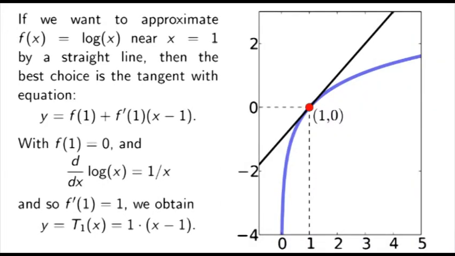Let's have a look at what it looks like. It is a straight line that touches the graph of f at the point (1, 0). And it has the same slope as the graph. So that's very easy. But now, of course, we can continue.